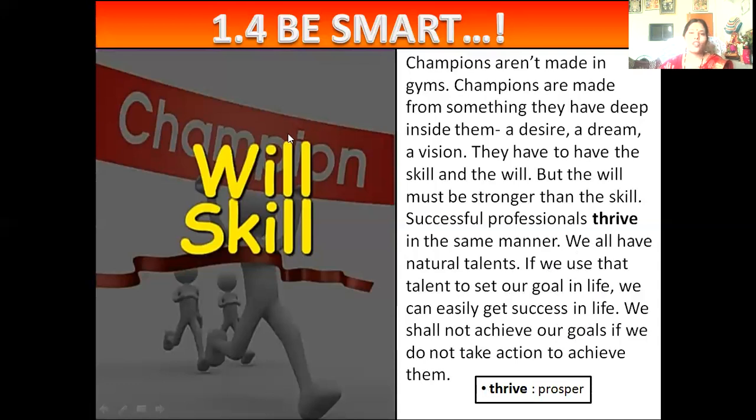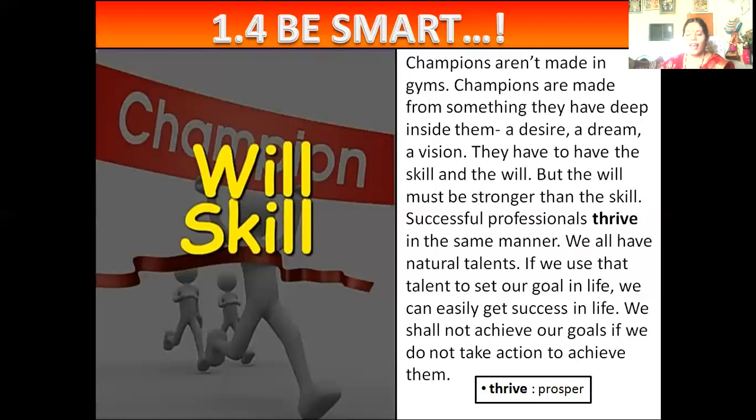Look at this picture. Champions means winners here. Champions don't become successful easily. They can't become champions by going in gym. Champions have important things such as desire, dream, and wish. They keep skill and will in their mind. But the will must be stronger than the skill. Successful professionals thrive in the same way. Thrive means prosper.